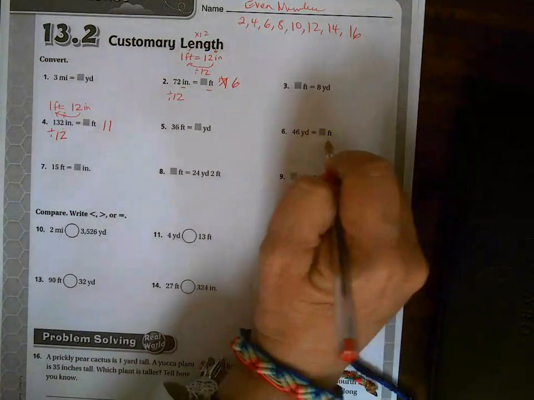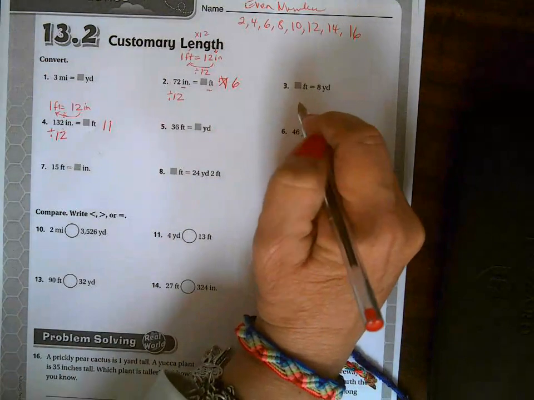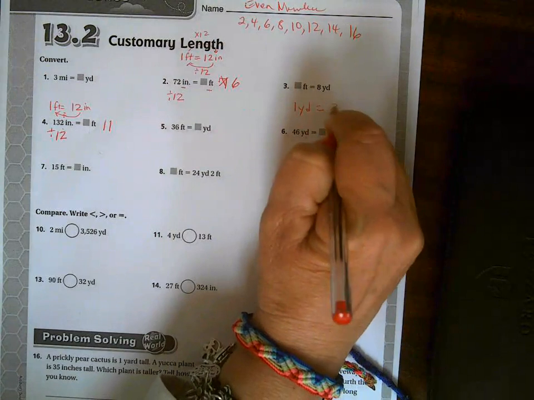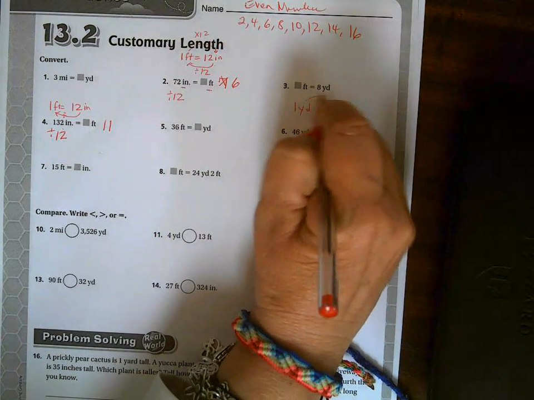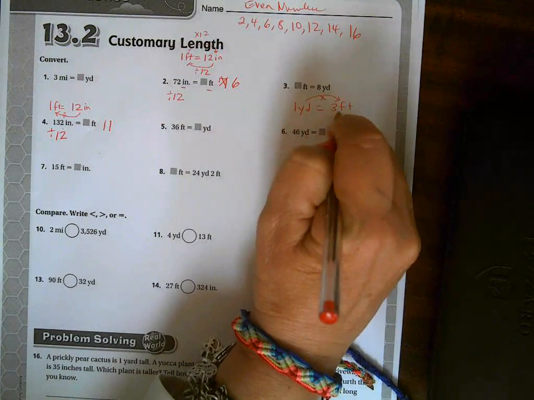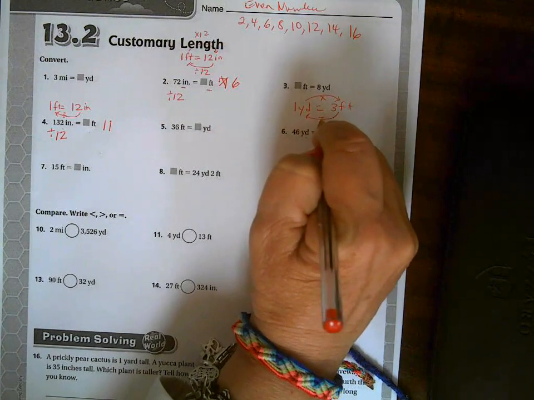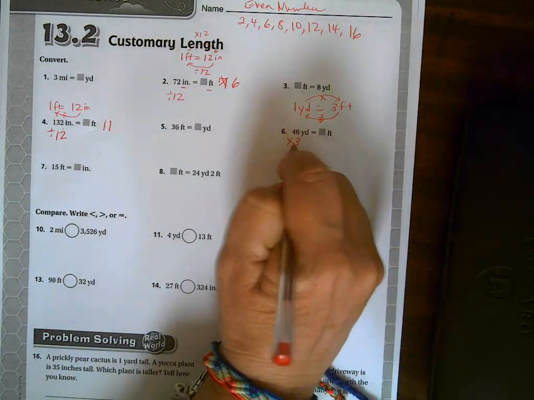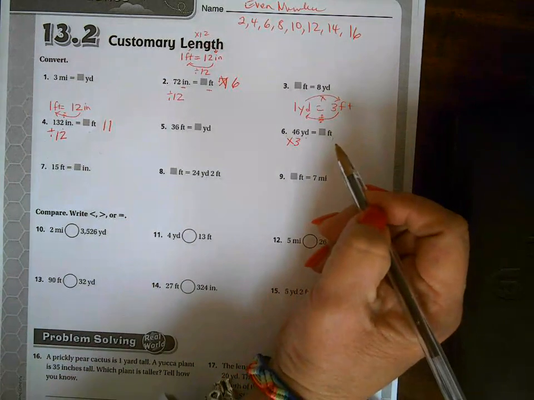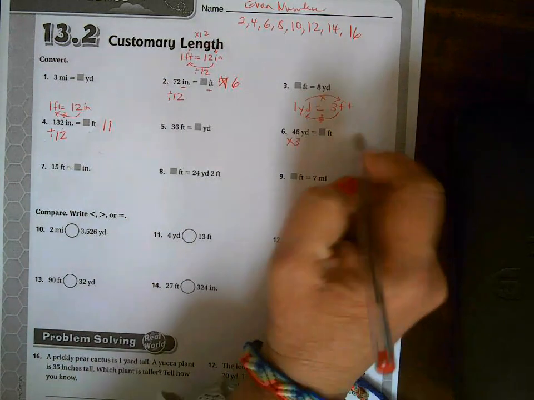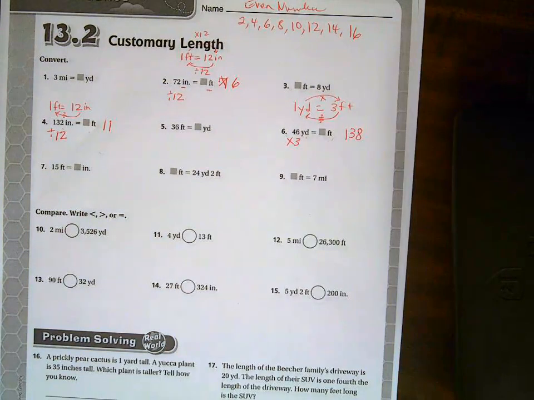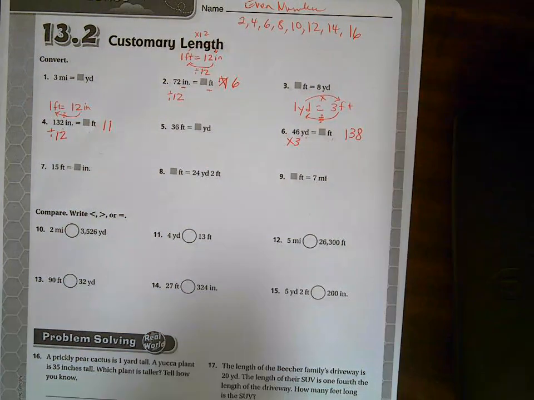Number 6, yards to feet. So I know that 1 yard is equal to 3 feet. When I move forward, I'm multiplying, go backwards, I divide. So yards to feet, I'm going to multiply by 3. 46 times 3 equals 138. You'll need to show your work, so make sure that you're understanding what you're doing.